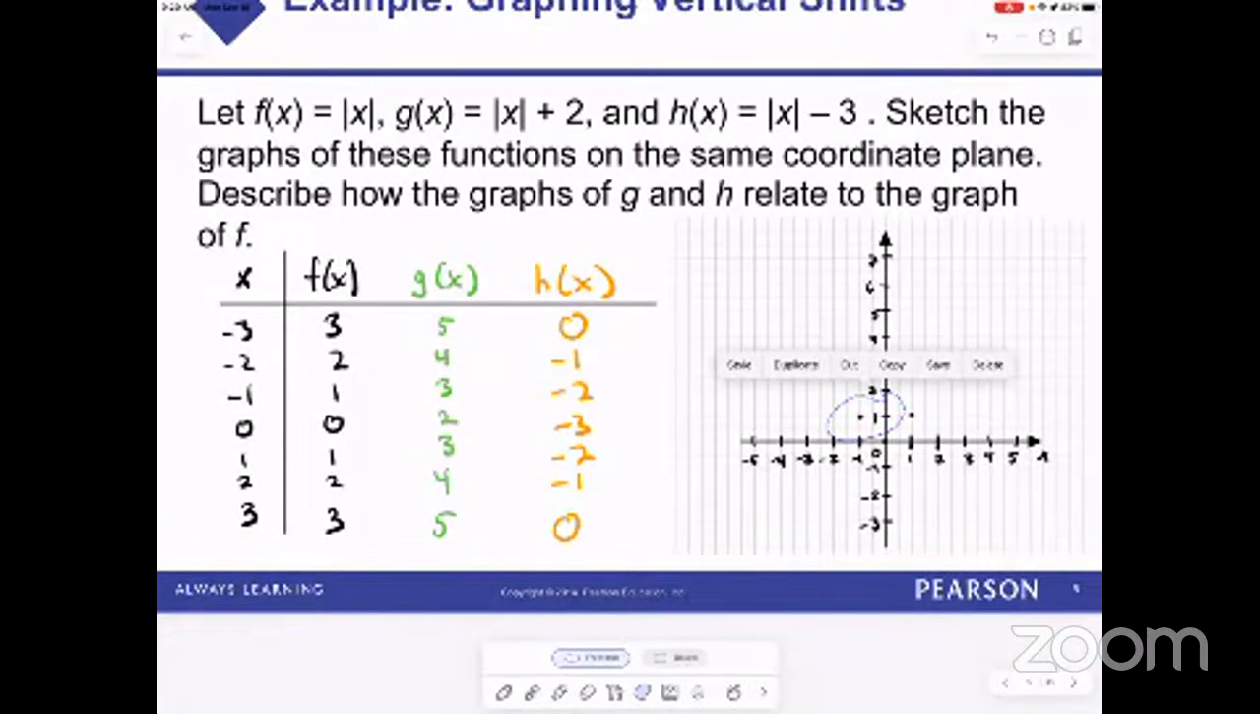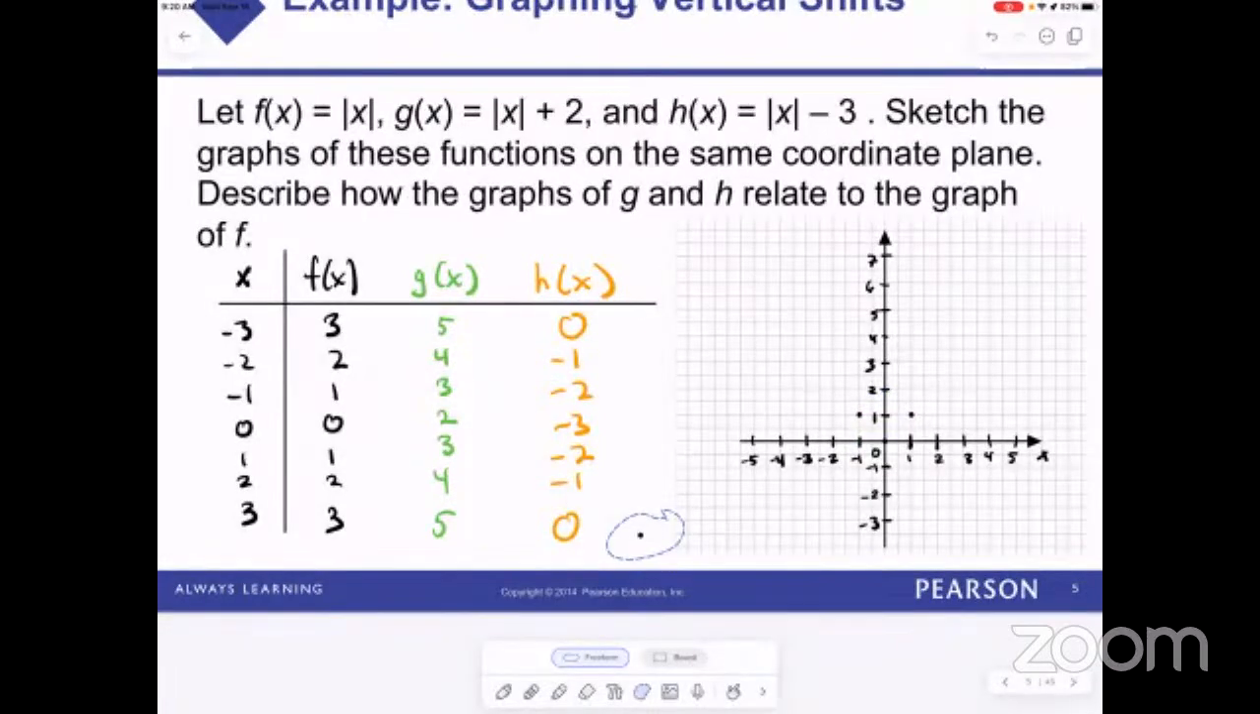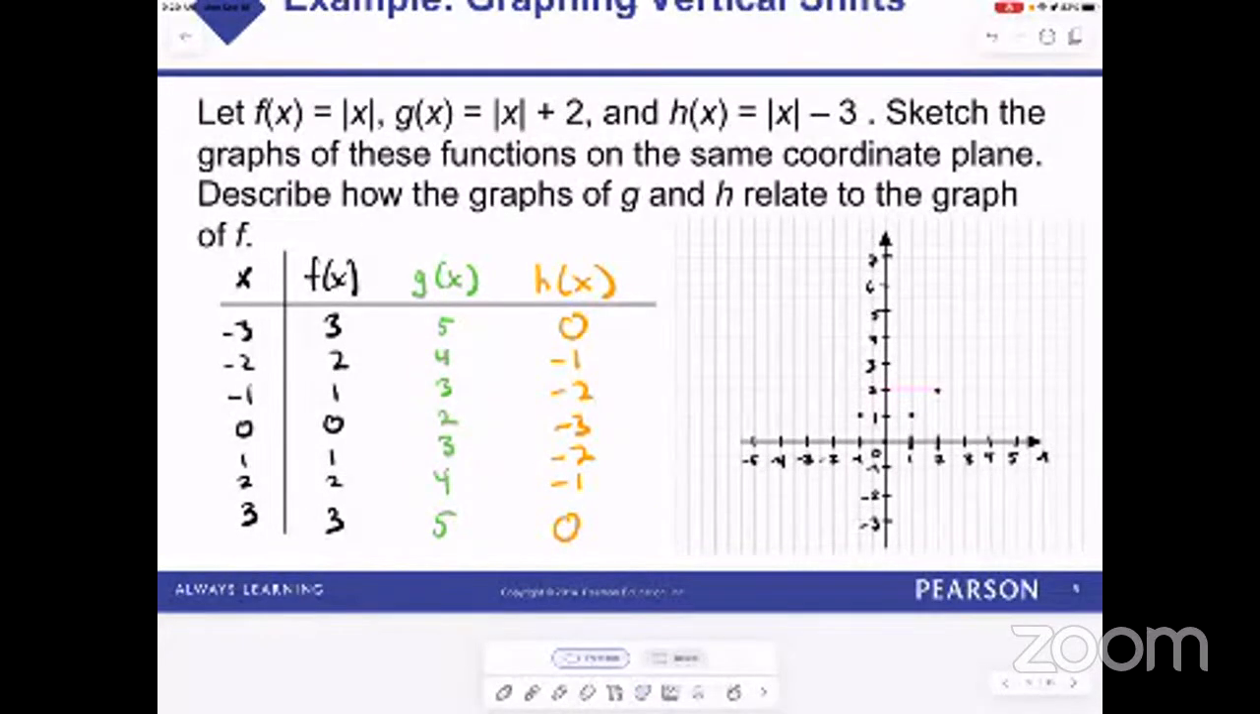Okay. And then we have what? (2, 2) and (-2, 2). And then paste (3, 3) and (-3, 3). And then if we connect those with a straight edge, we get this image.